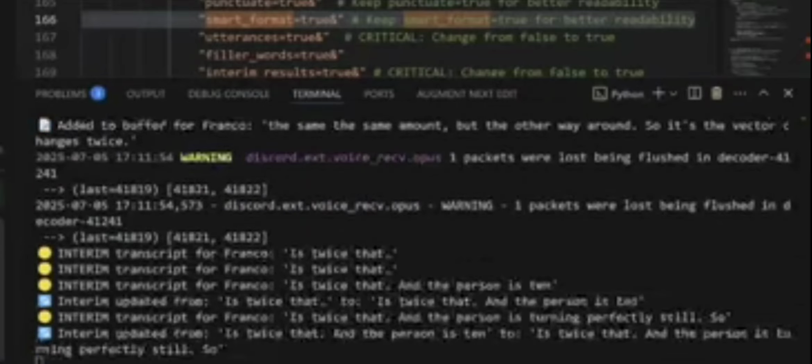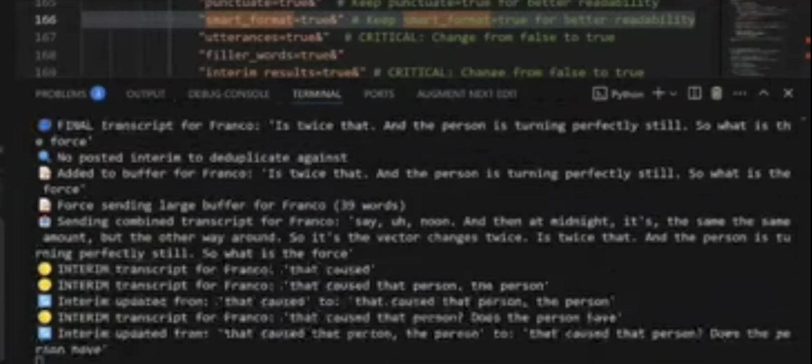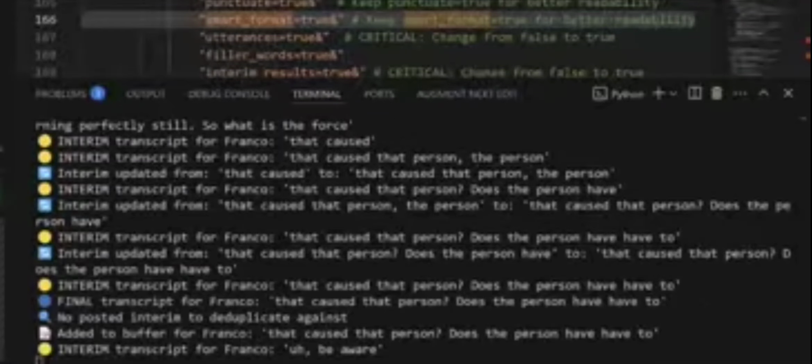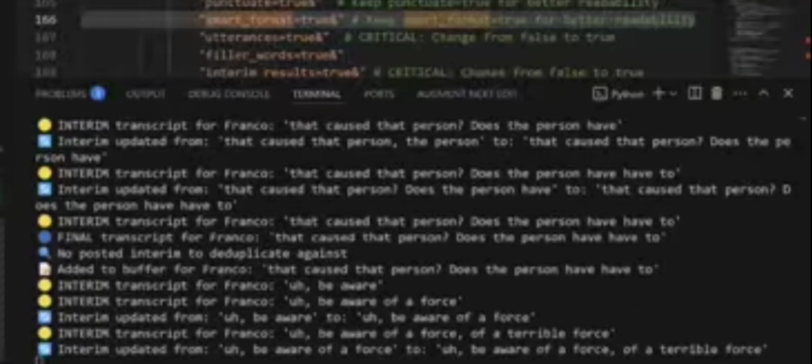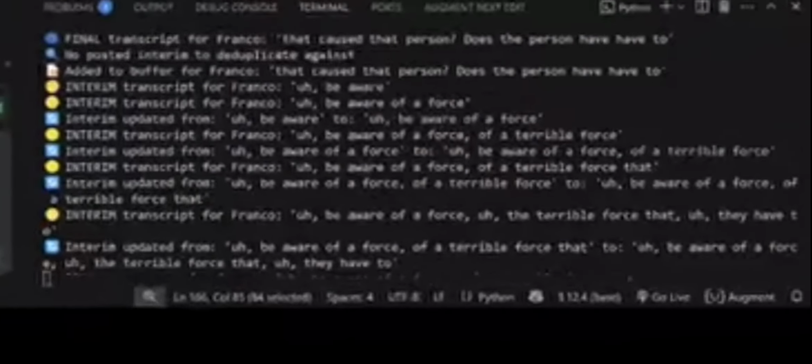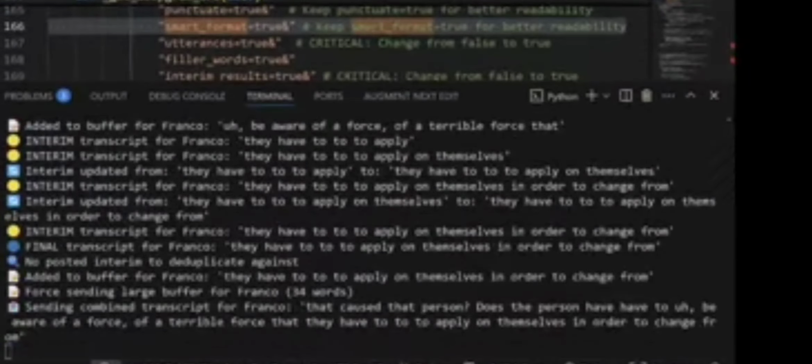So what is the force that caused that? Does the person have to be aware of a terrible force that they have to apply on themselves in order to change from 1,000 miles per hour in one direction to 1,000 miles per hour in the opposite direction?